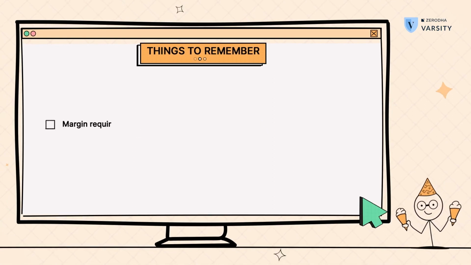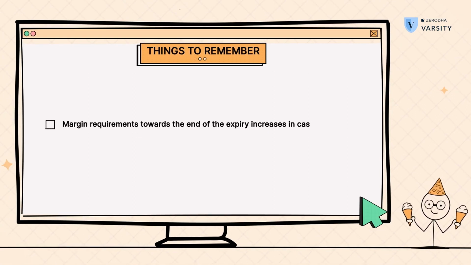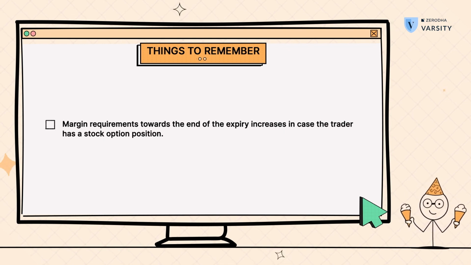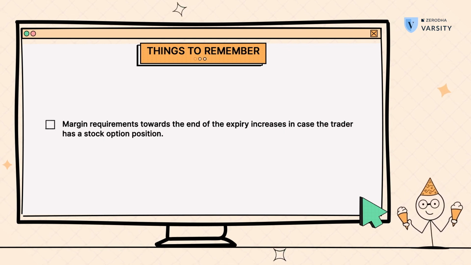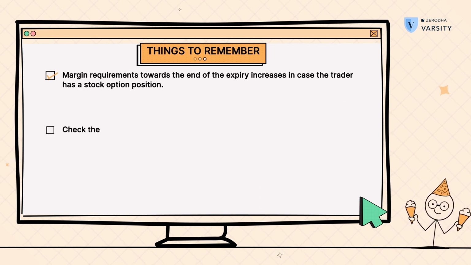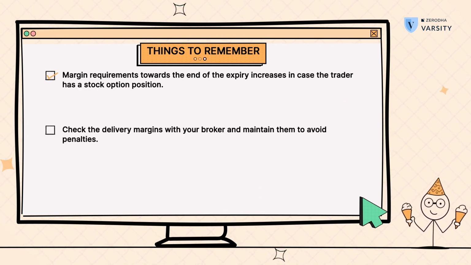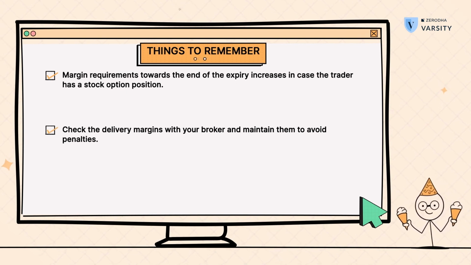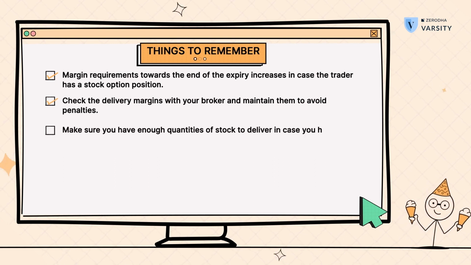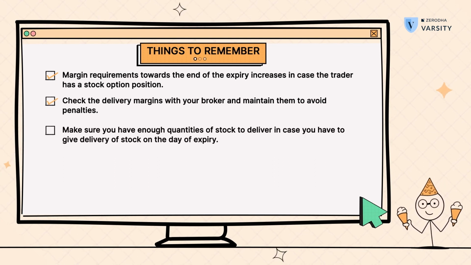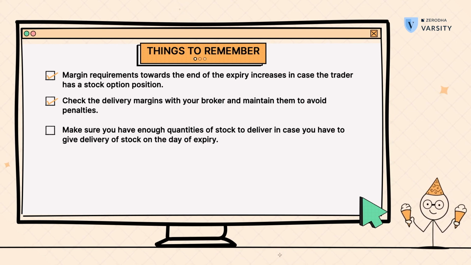There are a few things that you need to remember with respect to physical settlement of options. If you have a stock option position which requires you to take delivery of the stock, then the margin requirement towards the end of the expiry increases. Make sure you have sufficient margins to cover for that. You can check with your broker to figure out what the delivery margins are and ensure you maintain so much margin in your trading account. Likewise, if you have an obligation to give stock, then ensure you have the necessary quantity of stocks in your demat account to fulfill the delivery obligation.